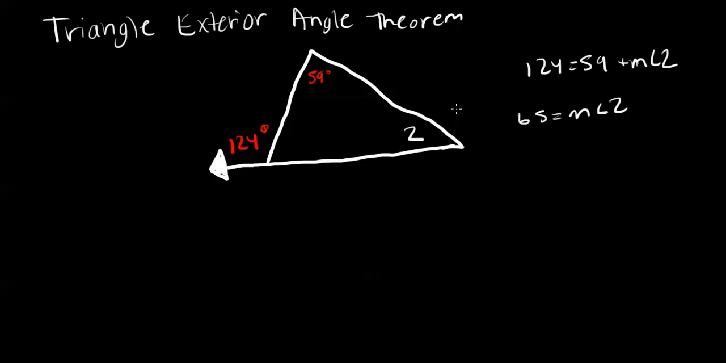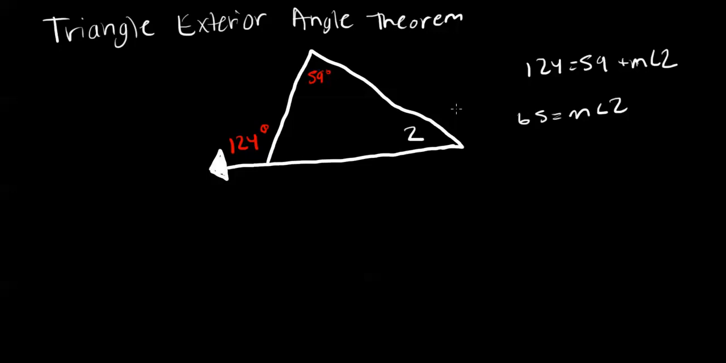So now we're going to look at an example that requires us to use the Triangle Exterior Angle Theorem. So here we want to solve for the measure of angle 2. And we know that the exterior angle is 124 and one of the non-adjacent remote interior angles is 59. So based on the theorem, we know that the exterior angle equals the two remote interior angles added together.